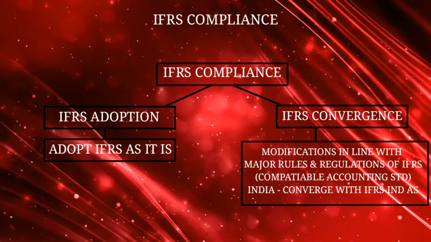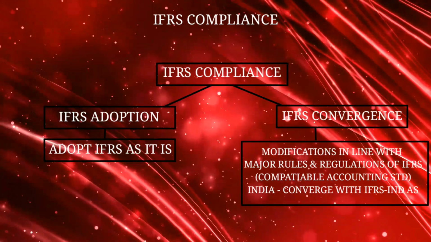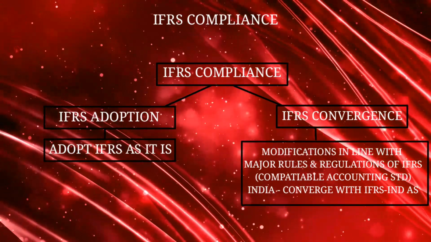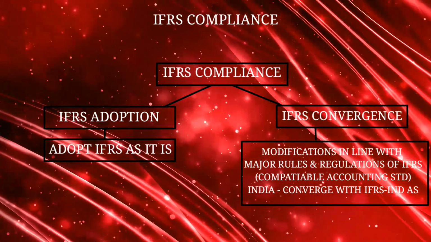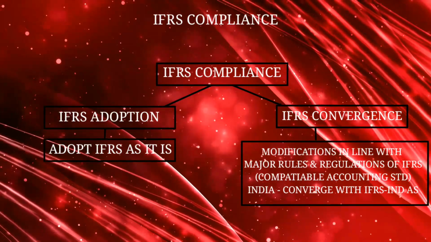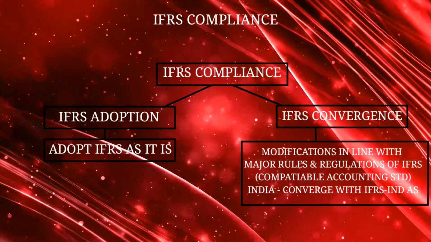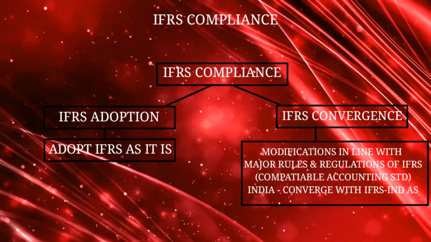In other words, we can say convergence is when the country's accounting standard board, with the guidance of IASB, develops compatible accounting standards. So we can say that countries that are converging with IFRS may sometimes deviate from the original IFRS guidelines issued by the IASB.